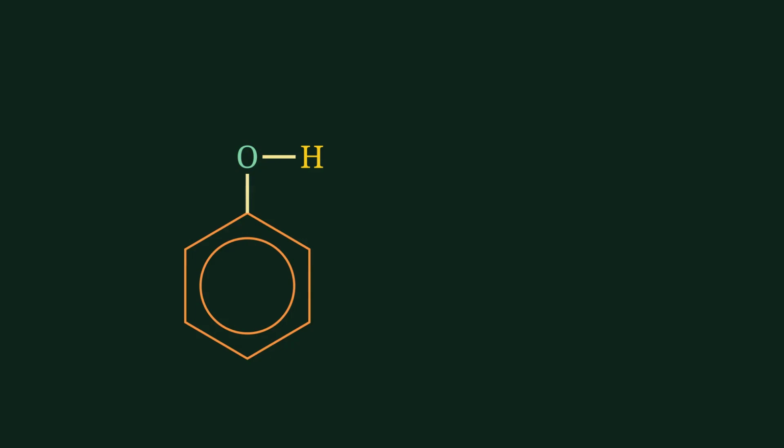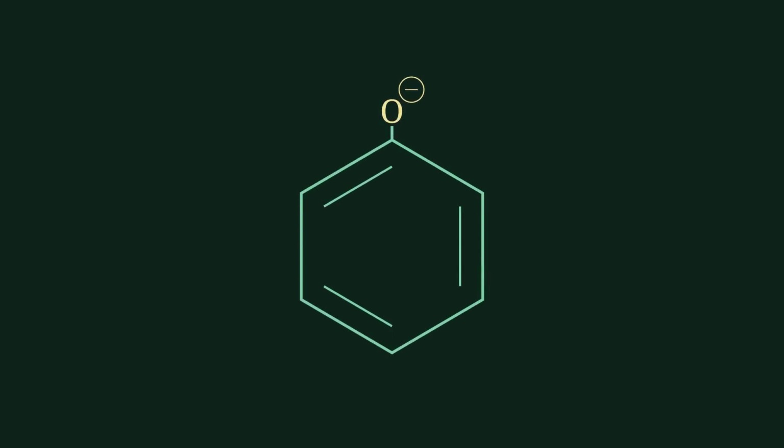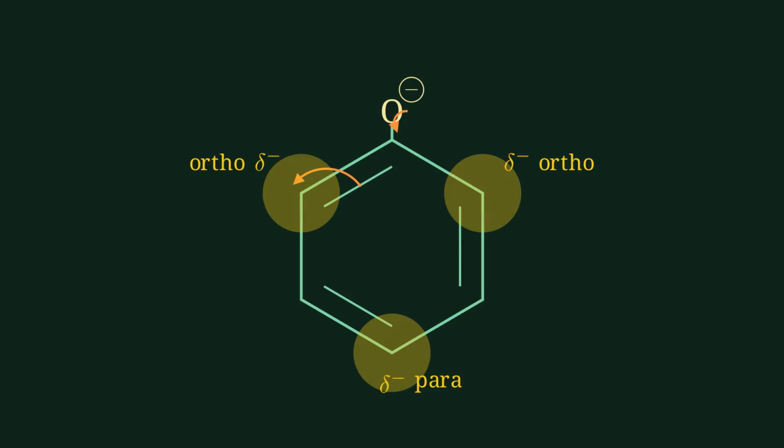Watch what happens when we introduce a strong base, like sodium hydroxide. The base snatches the hydrogen from the oxygen, leaving us with a phenoxide ion. Now, look at the charge. That negative sign on the oxygen isn't just sitting still. Through resonance, it pushes that electron density into the ring itself. Notice how the ortho and para positions suddenly light up with negative charge? The ring is now primed and ready to attack.